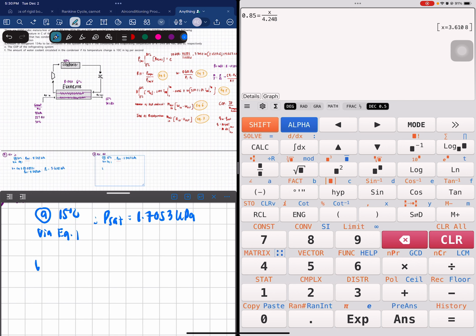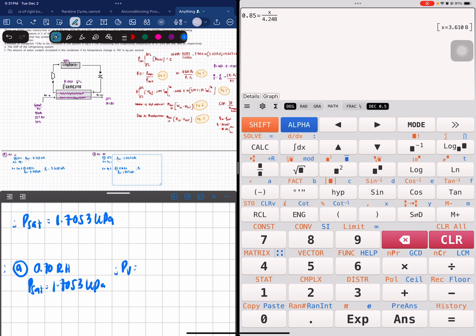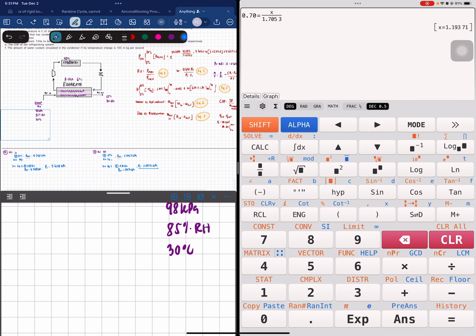So via equation 2, at 0.70 RH and P sat is 1.7053 kilopascals. Vapor pressure is 1.19371 kilopascals. Okay. Right.